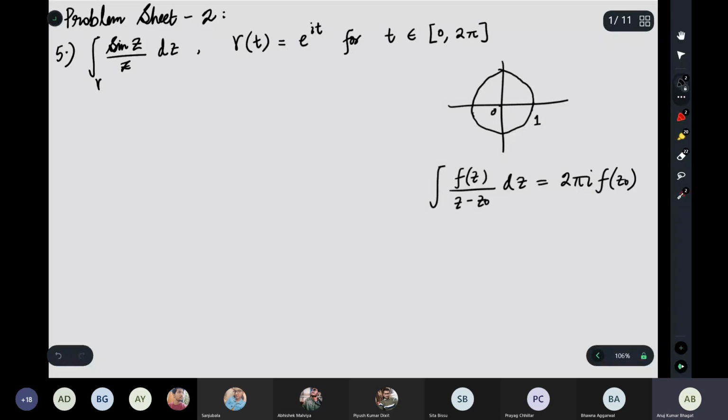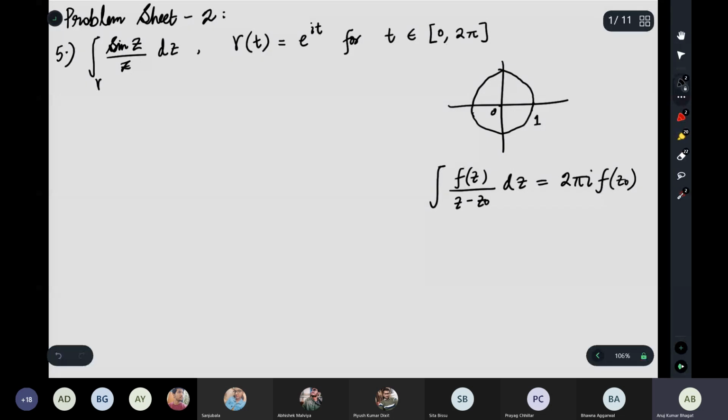This formula will be very helpful for us in most of the questions, but remember the conditions. The first condition is that this function f z should be analytic inside the contour and even on the contour. The second condition is that this point z0 should lie inside this contour. When these two conditions are satisfied, you can easily use this formula.